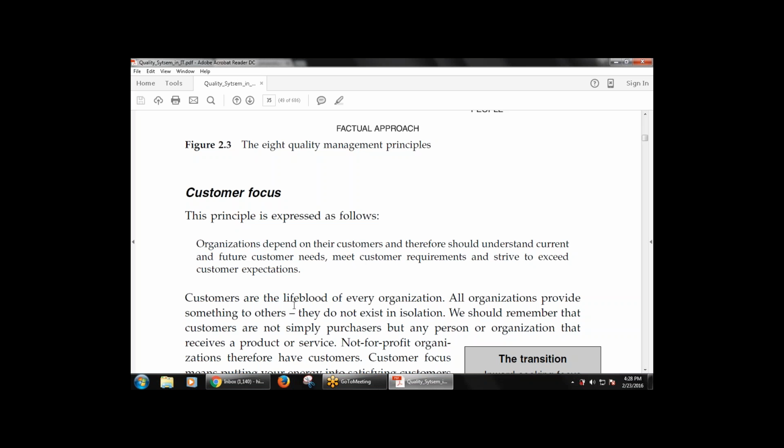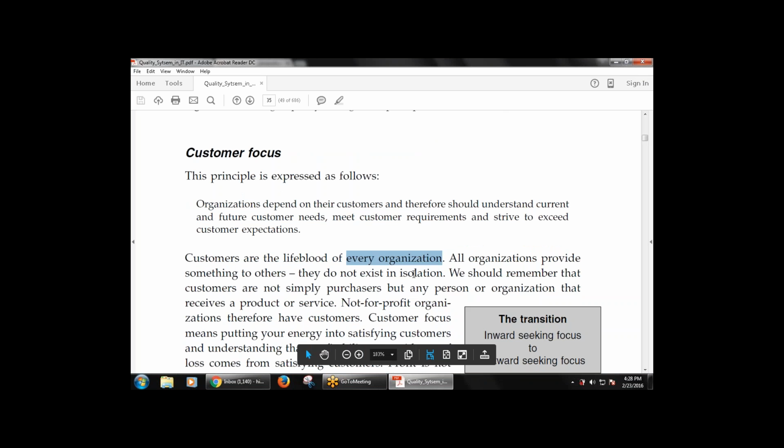That means meet the requirements of the customer and strive to exceed the customer expectation. That means whether the customer expectation is satisfied or not, that is the main target. So customers are the livelihood of every organization. As I said, the customer is the king of the organization.